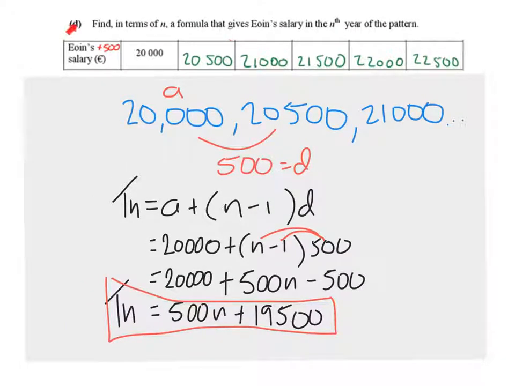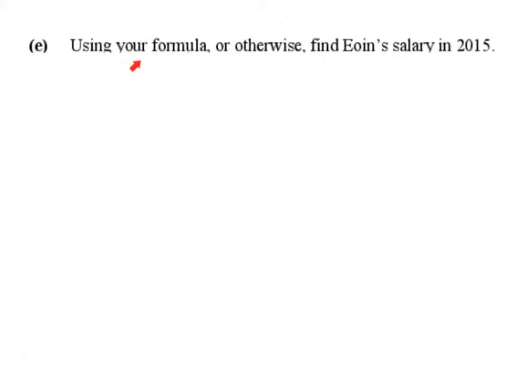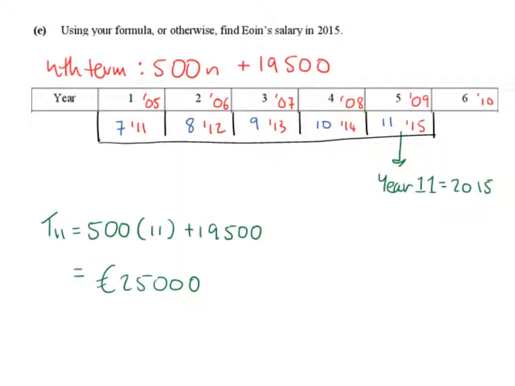So question D asks us to find, in terms of n, a formula that gives Owen's salary in the nth year of the pattern. So basically find Tn, the nth term, and it is 500n plus 19,500. Or you can write 19,500 plus 500n. Part E. Using your formula or otherwise, find Owen's salary in 2015. So our nth term, our formula, is 500n plus 19,500.